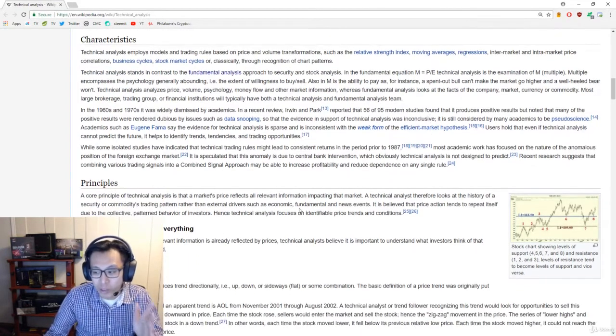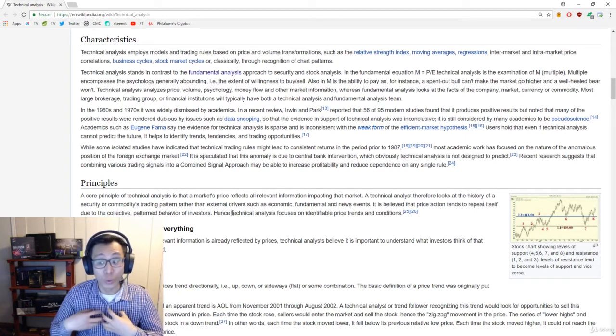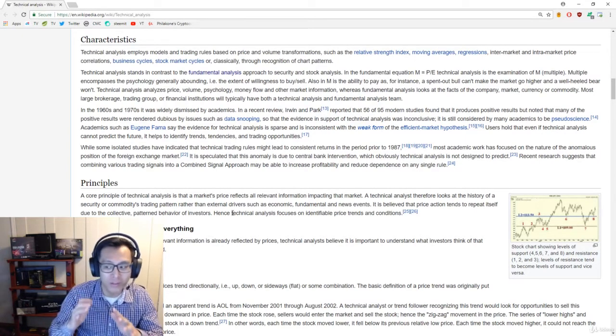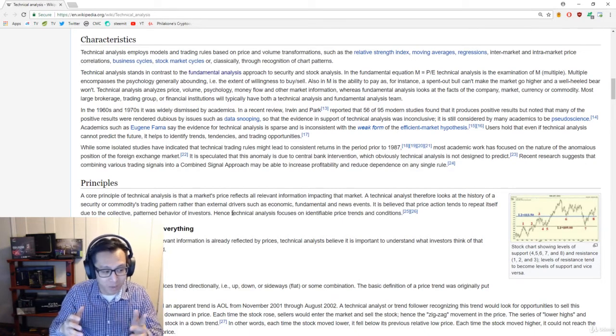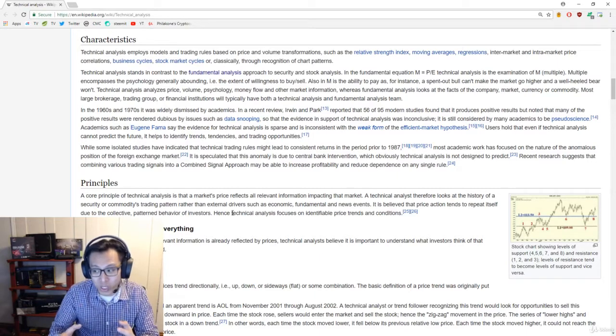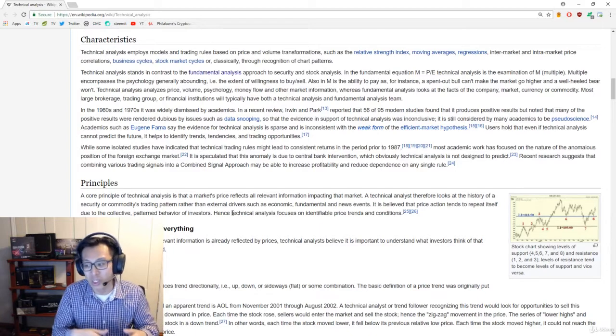So our principle lies here, okay? The core principle of technical analysts is that we believe the market's price reflects all relevant information that impacts the market at that specific price, or in the chart. We believe everything is seen in the chart. A technical analyst looks at the history of a coin or a cryptocurrency here, rather than external things such as economic, fundamental, or news events.